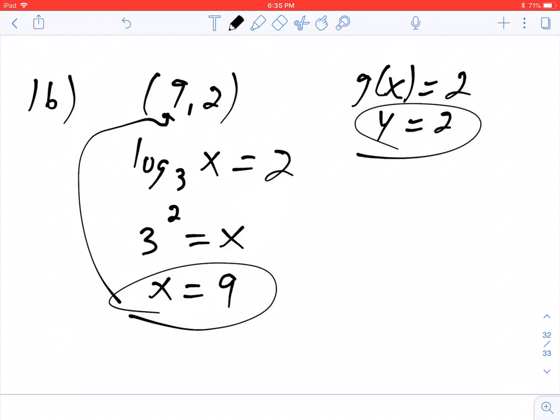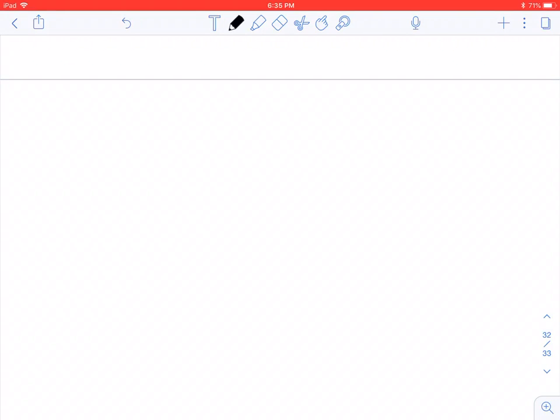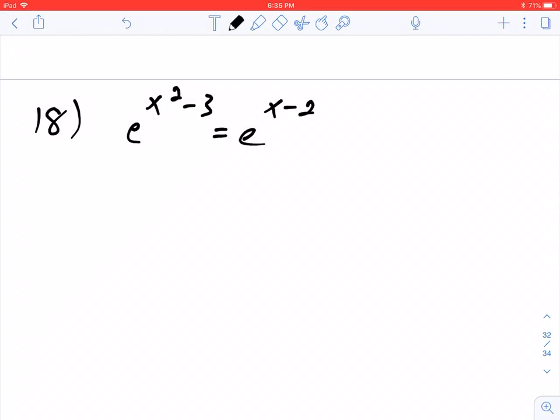Number 18, the directions for that one were solve the exponential equation algebraically and then approximate the result to 3 decimal places. So anytime you hear approximate the result to 3 decimal places, there's a very good chance, not always, that you're going to have to use your calculator. So we'll see if that holds true for this particular problem.